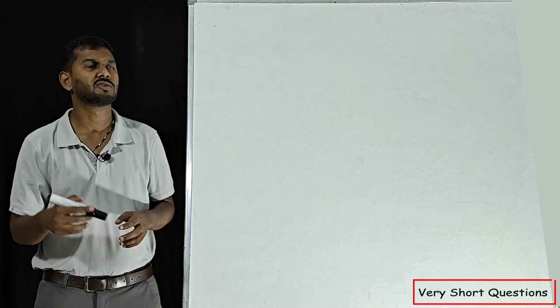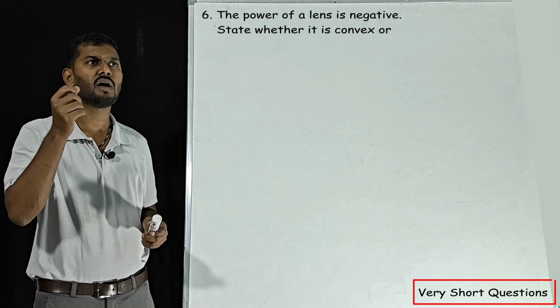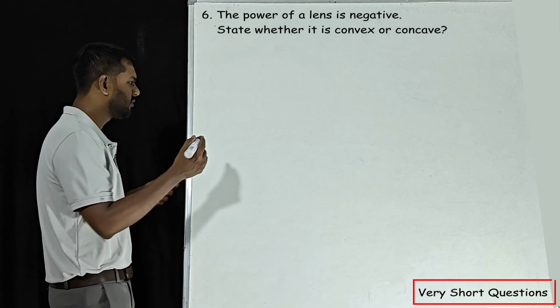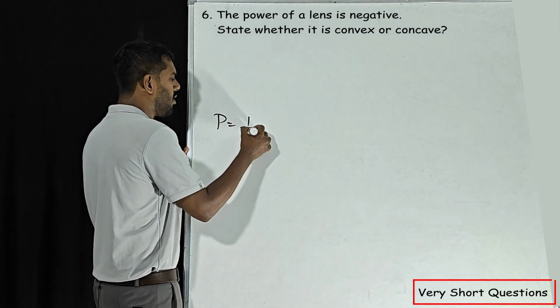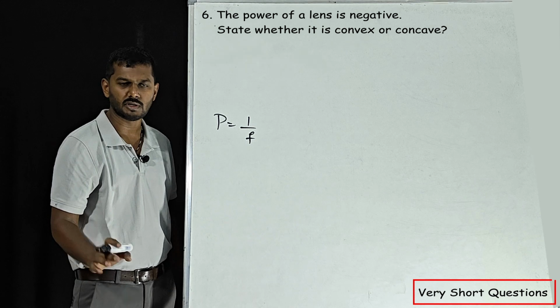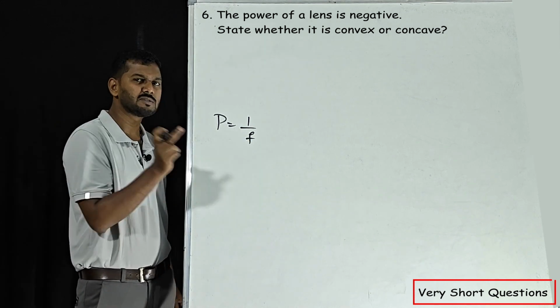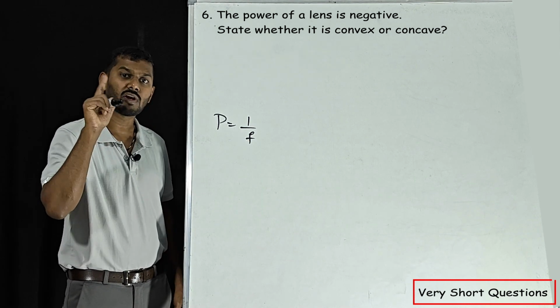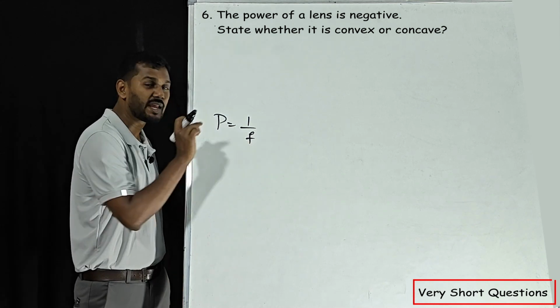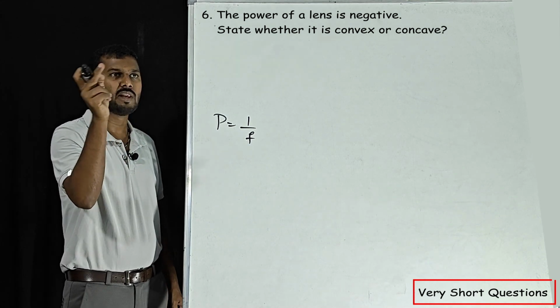That's it. Our next question: the power of a lens is negative. State whether it's convex or concave. Very simple question. We know power depends only upon focal length, correct. If focal length is positive, power will be positive. If focal length is negative, power will be negative. So focal length is positive for what? That is for convex. Focal length is negative for what? Concave.